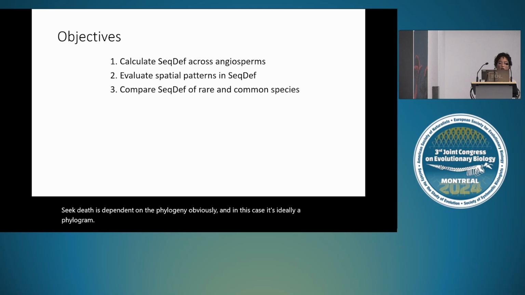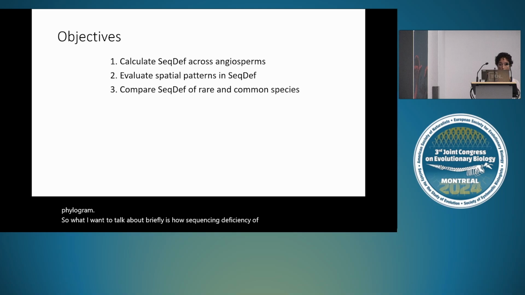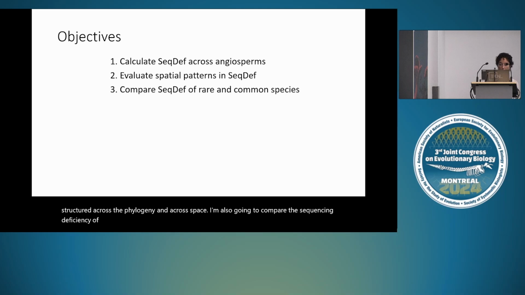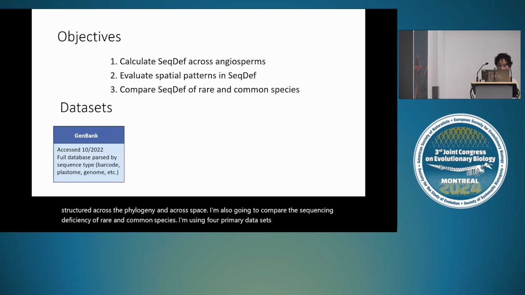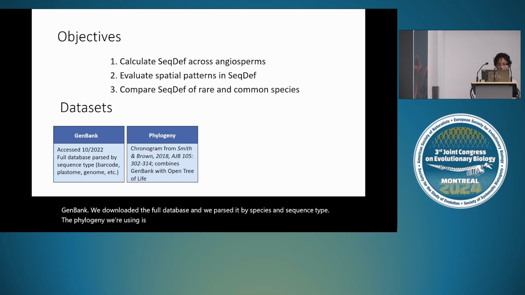What I want to talk about briefly is how sequencing deficiency of angiosperms is structured across the phylogeny and across space. I'm also going to compare the sequencing deficiency of rare and common species. I'm using 4 primary data sets in this talk. The first is GenBank. We downloaded the full database and we parsed it by species and sequence type. The phylogeny we're using is from Smith and Brown, which is a synthetic combination of sequence data with Open Tree of Life, so it includes both sequenced and unsequenced taxa.